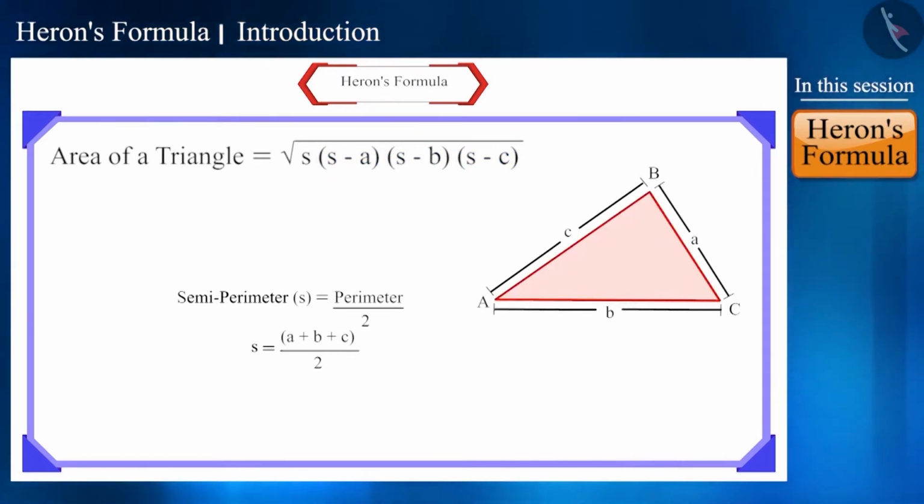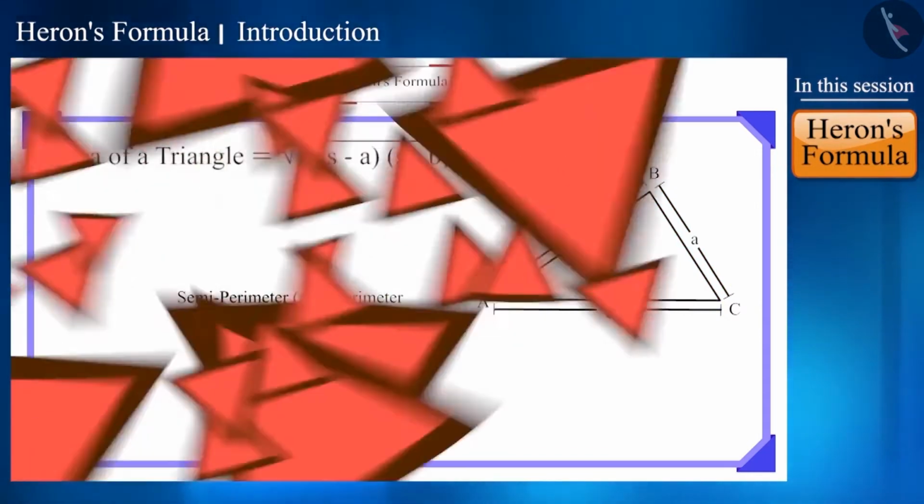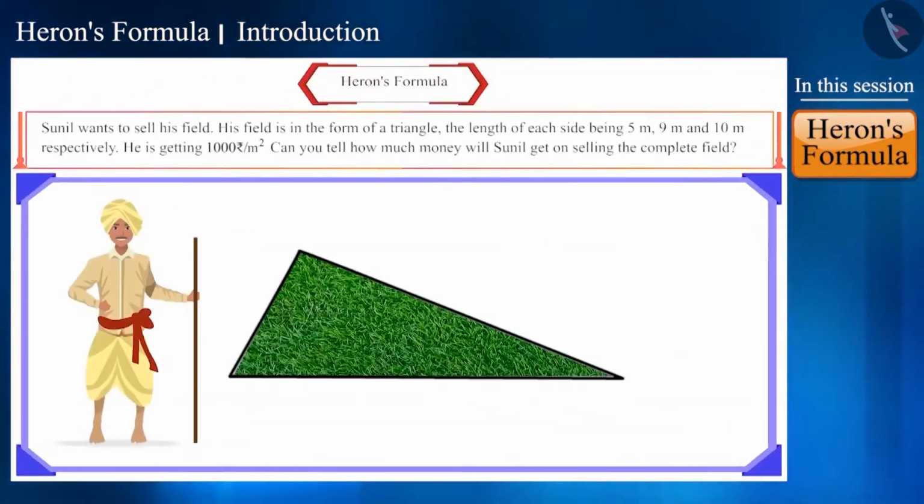That is, to find the area of a triangle, we just need to have information about the length of the sides of the triangle. To understand this better, let's look at this question. Sunil wants to sell his field. His field is in the form of a triangle, the length of each side being 5 meters, 9 meters and 10 meters respectively. He is getting rupees 1000 per square meter. Can you tell how much money Sunil will get on selling this field? Let's try to help Sunil by finding the answer to the question.